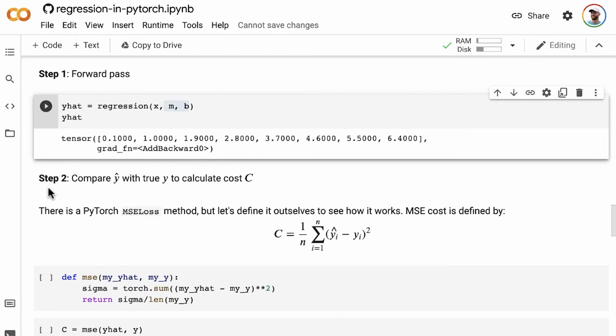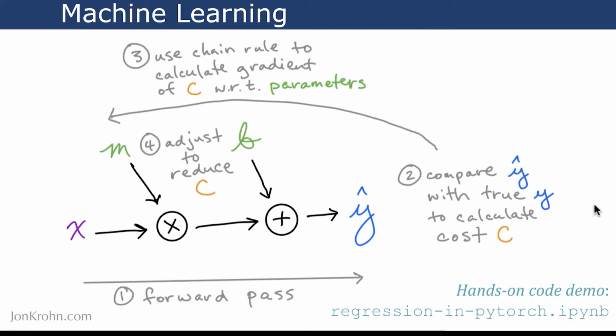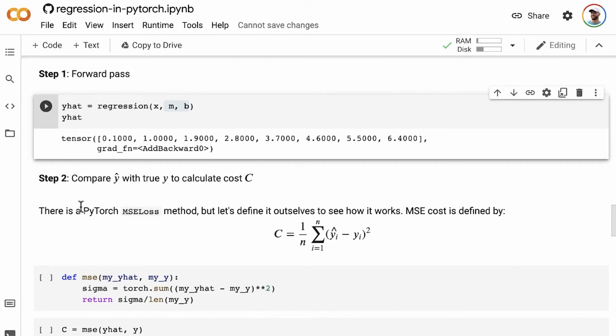So in step 2, we compare our y hat with a true y to calculate cost c. So that's step 2. There is a PyTorch mean squared error loss method, but we're going to define it ourselves here to see how it works. So first of all, if I said to you, let's compare y hat with y, the first thing that might jump to your mind is to simply take the difference between y hat and y. And that is not a typical approach to calculating cost. At a minimum, we would take the difference between y hat and y and then calculate the absolute value of that difference. That way, the difference between y hat and y is always positive. So cost is always a positive number.